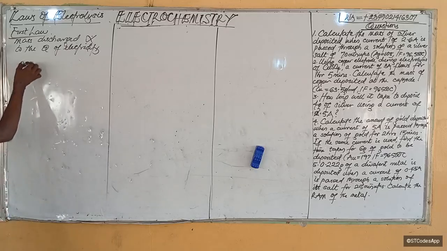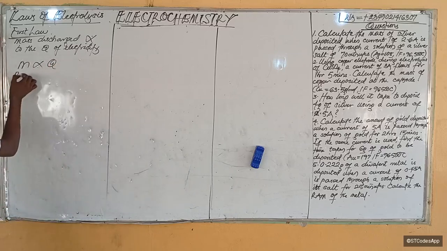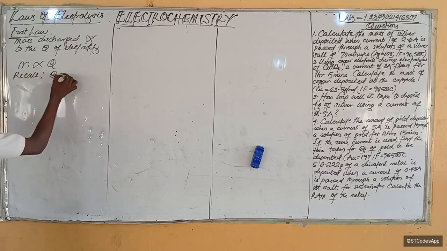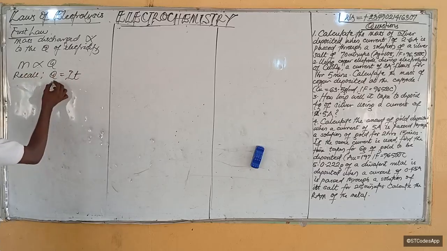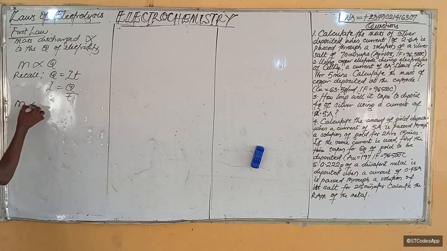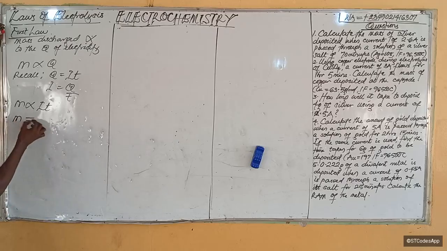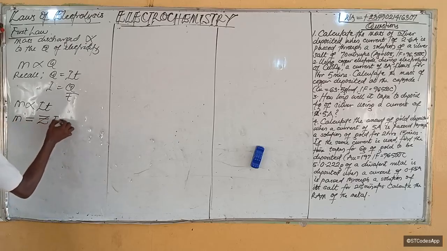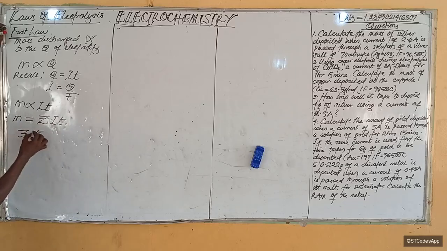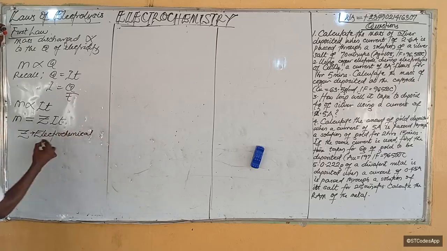Now, mathematically, we interpret that as mass is directly proportional to the quantity of electricity. And recall that quantity of electricity is IT. How did we get that? Current is the rate of flow of charge, right? So Q will become what? IT. So if that be the case, this is directly proportional to IT. By the time we introduce our constant of proportionality, which is Z, it becomes M equals ZIT, where Z is the electrochemical equivalent.